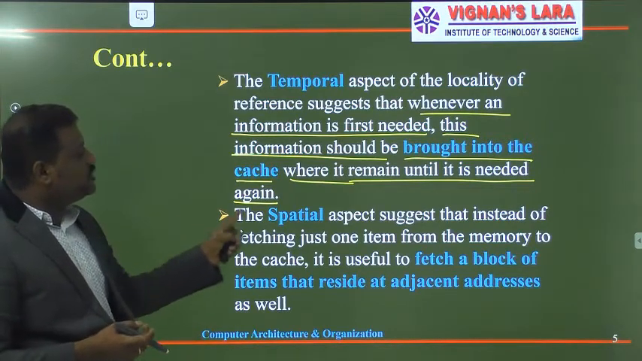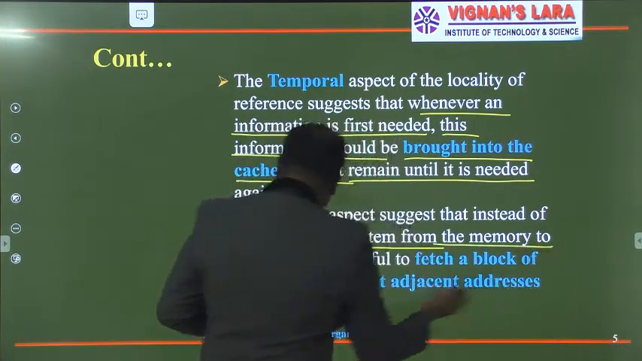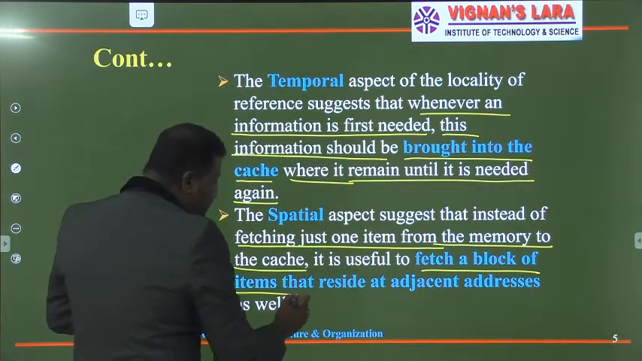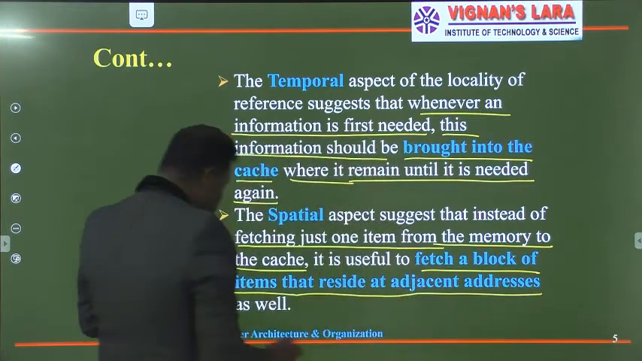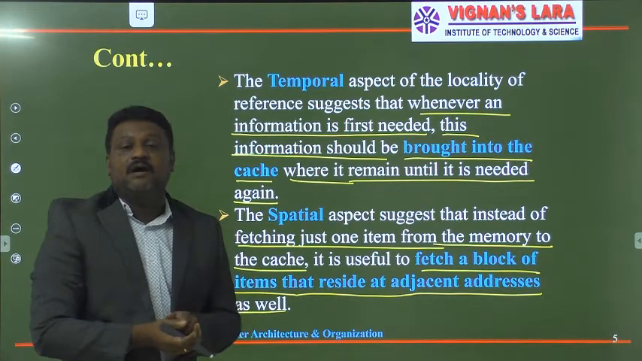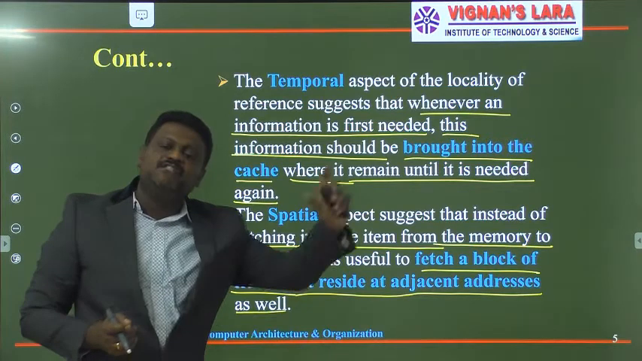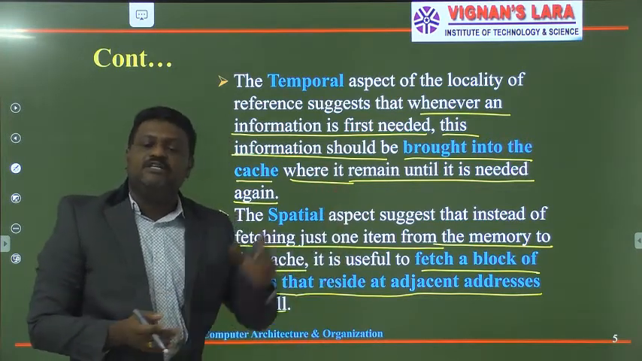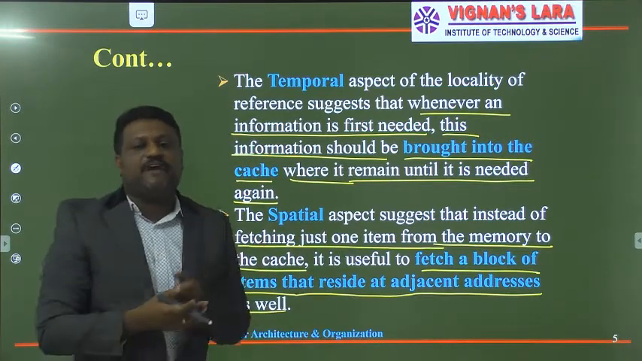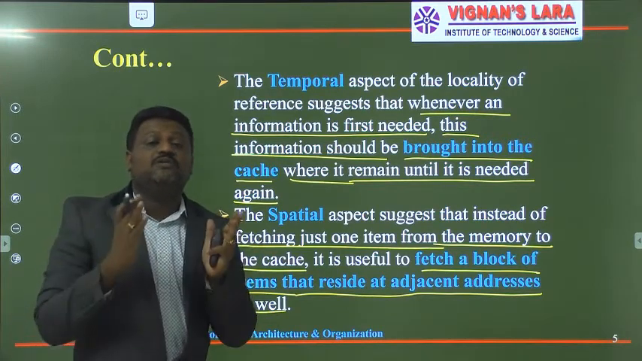Coming to the next, the spatial aspect suggests that instead of fetching just one item from the memory to the cache, it is useful to fetch a block of items that reside at adjacent addresses as well. If I want some particular data item from main memory which is not available in the cache, then instead of accessing only that particular word or item from the memory, I have to go and bring a block of items from the main memory to the cache. This is a block of items which are at adjacent addresses of the data item I want.